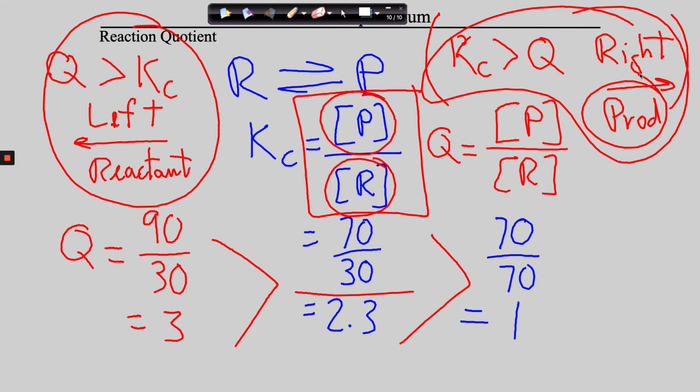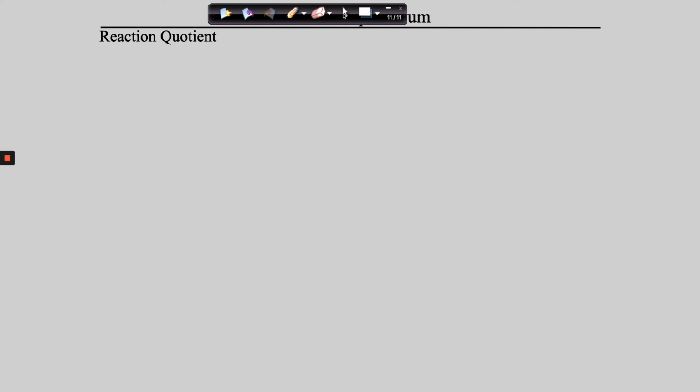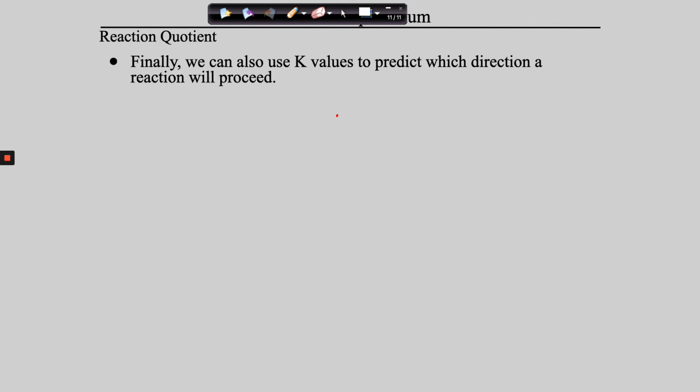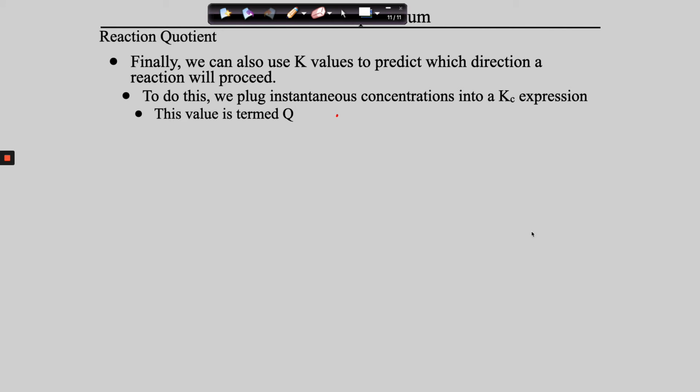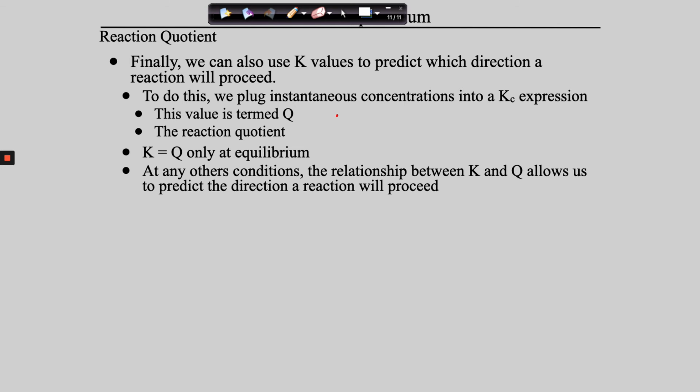Okay. So guys, write down what of this you believe you need to. So guys, first of all, this. So we use this thing called Q to predict the directions of the reactions. To do this, we plug in what we call instantaneous concentrations, which are simply concentrations that are not at equilibrium. This is called Q. This tells us the direction the reaction will go. In chapter 20, it's going to be obvious but important to understand that when Kc and Q are the same, that's equilibrium.